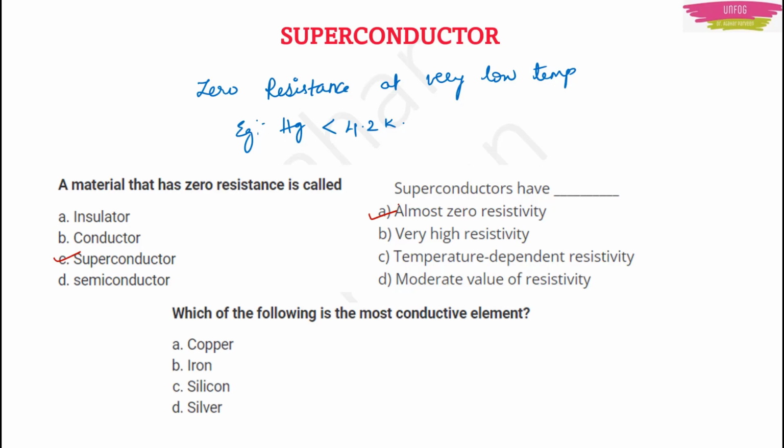Now, which one of the following is the most conductive element? Same thing. The most conductive element is silver, I told you, right? Maybe they will give it in a twisted manner. You should remember the most conductive element is silver, but we use copper here in housing circuits. Copper is also a good conductor, but the best is silver.